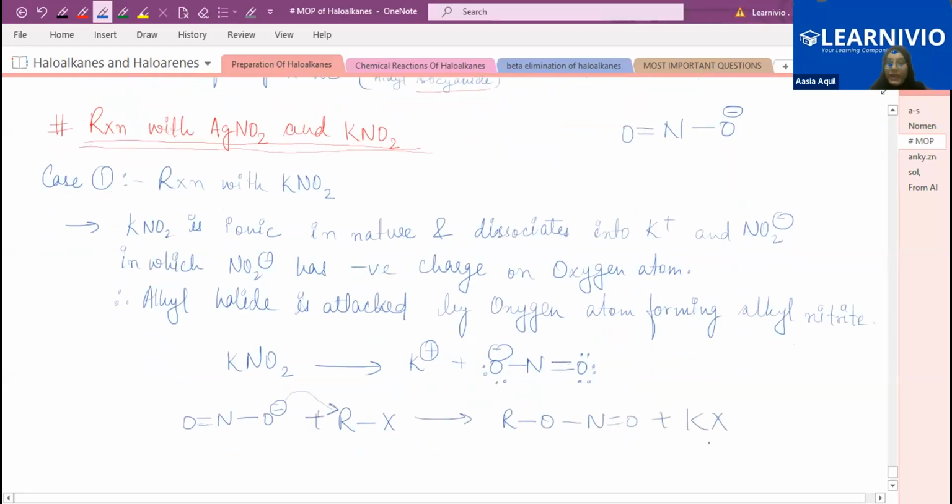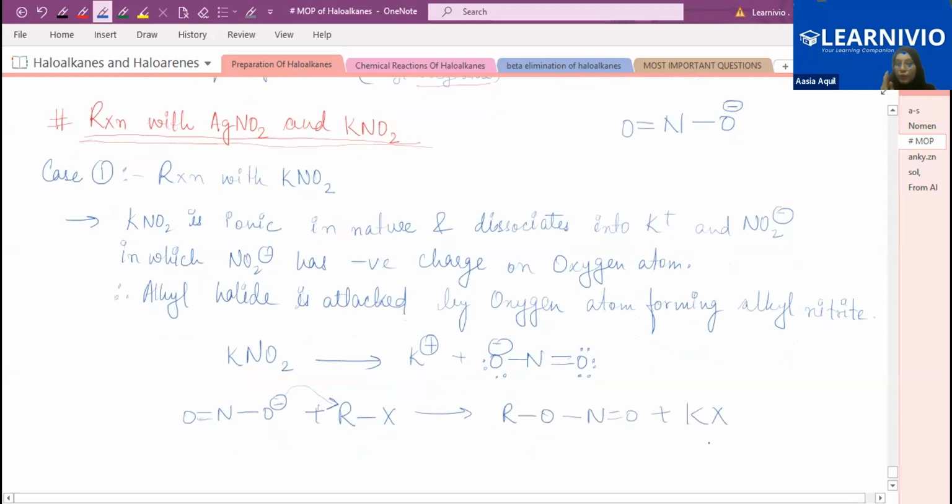So what happens when you react KNO2 with an alkyl halide RX? The attack is from the oxygen side, because NO2 minus is again an ambidentate nucleophile, meaning it has more than one donor site. It can attack from the oxygen or from the nitrogen. Similarly, in the case of KCN, the attack is from the carbon side, and in KNO2 the attack is from the oxygen side, not from the nitrogen side.